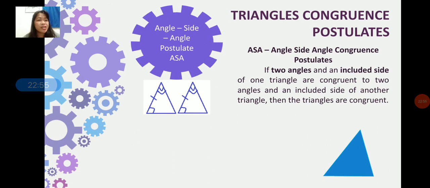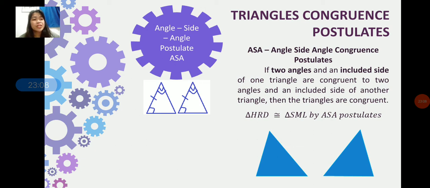You see that triangle, the blue one? They say that triangle HRD is congruent to triangle SML by ASA. Let us prove it. See these two triangles? Let us see if they are congruent. We have angle H and angle S. If these two triangles have the same markings, it means that they are really congruent.